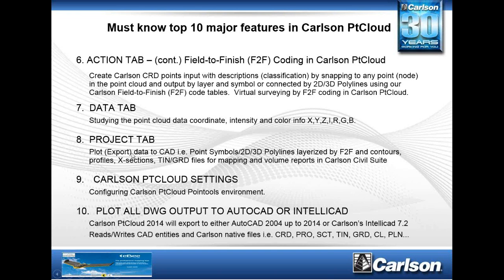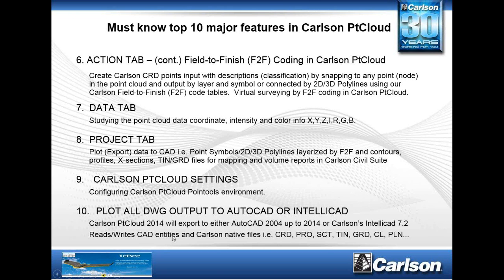The Project tab is where you collect all the data, that's the polylines, the CAD entities, and the Carlson default file formats. And down here we have Carlson point cloud settings. You can also set up the background so it's not in a black background. It's similar to AutoCAD's options command, where you can change the background and some of the settings inside of point tools. And the last option is plot all DWG output to AutoCAD or IntelliCAD. Carlson Point Cloud 2014 will export to either AutoCAD 2004 up to 2014 or Carlson's IntelliCAD 7.2.